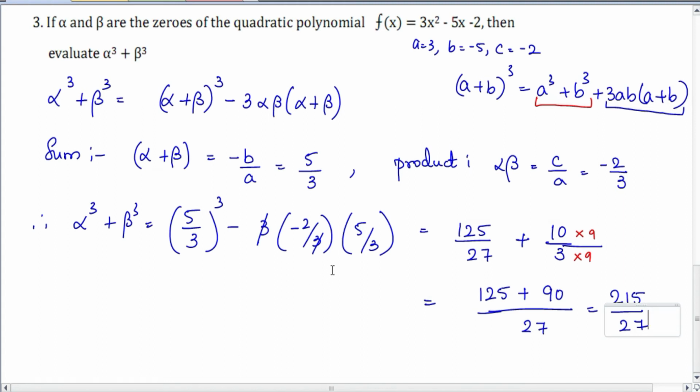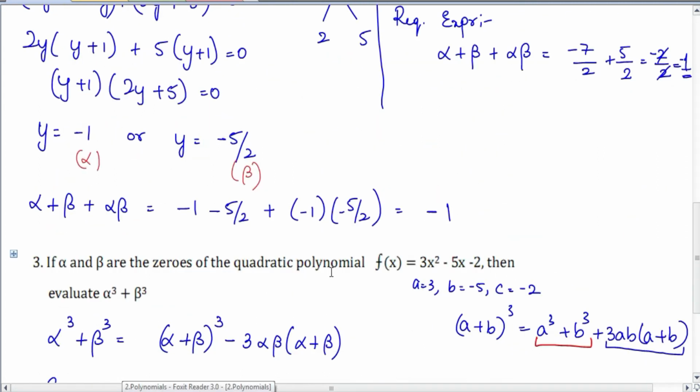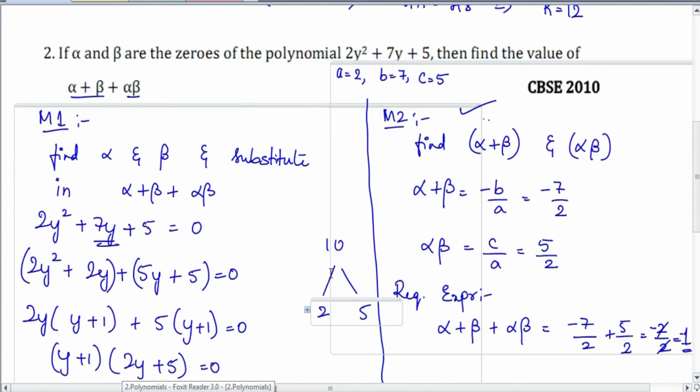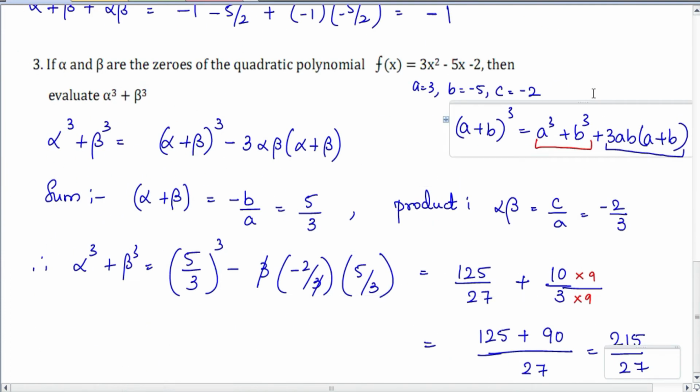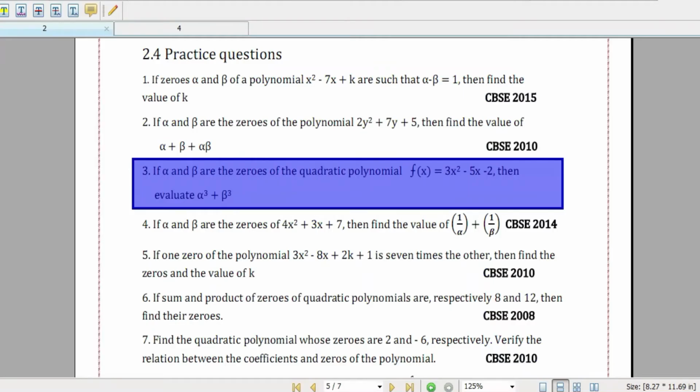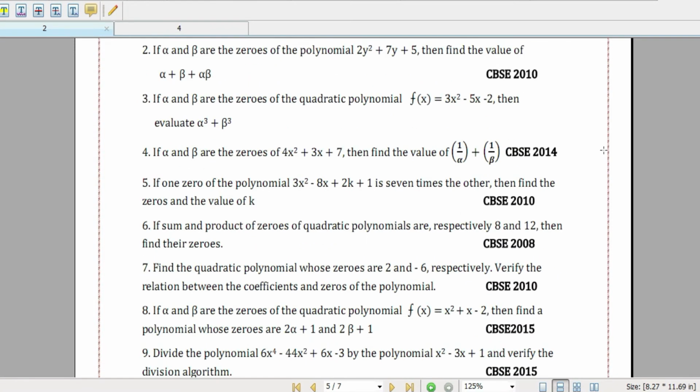So hope you understood all these. In all these problems we are using sum and product and standard formulas to solve the questions. Here also it is the same thing. This fourth question I am not going to solve; it is going to be an assignment for you. We have an equation given, and you are supposed to find the value of 1 by alpha plus 1 by beta. When you take the LCM, you are going to get alpha plus beta divided by alpha beta.